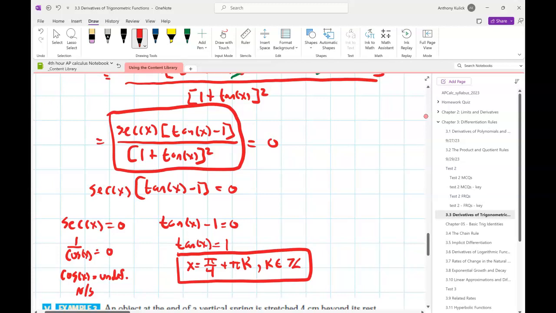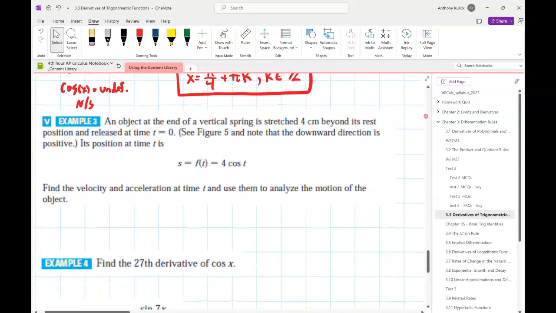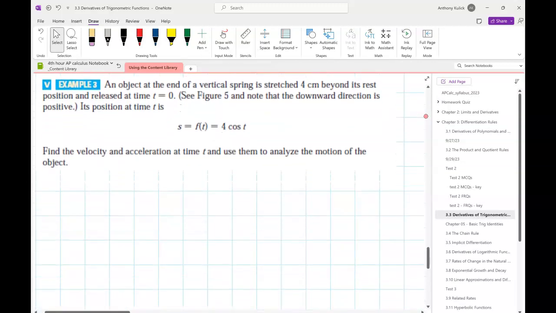So far, so good? That was a little bit of work there. A lot of trig, right? Okay. Let's look at our next example.